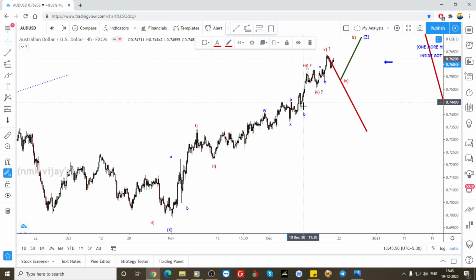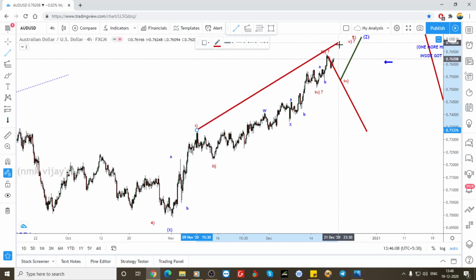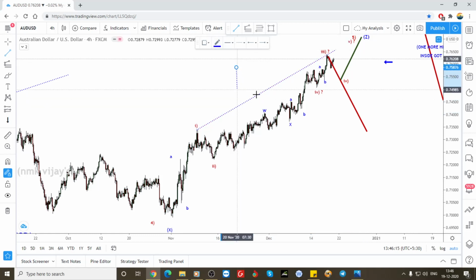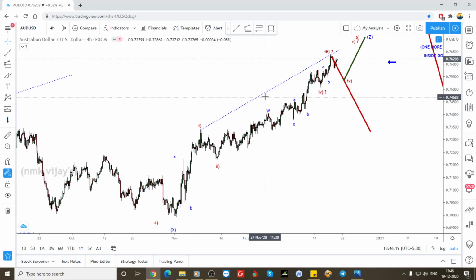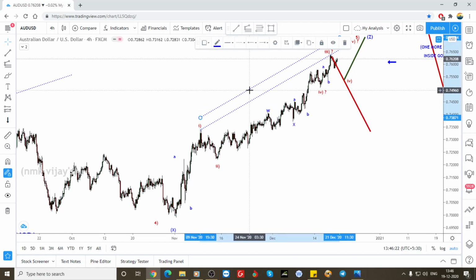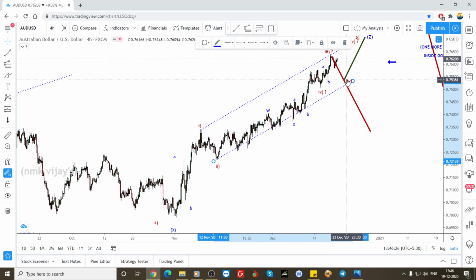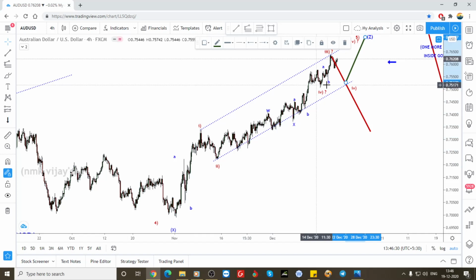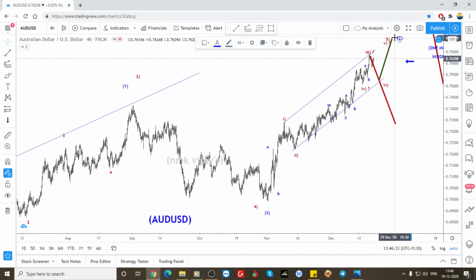So A, then B and C. So this could be A, B, 1, 2, 3, 4, 5. So A, B and C. In that case, this is the end of the third, so the fourth has to happen. So we just place a channel, dotted lines of blue, and clone that. And we place it here. So the fourth has to come to this zone, what I said, the 75. And again, one more three-way structure to the upper side is also possible. So this is my trade plan for the Australian dollar and New Zealand dollar also.